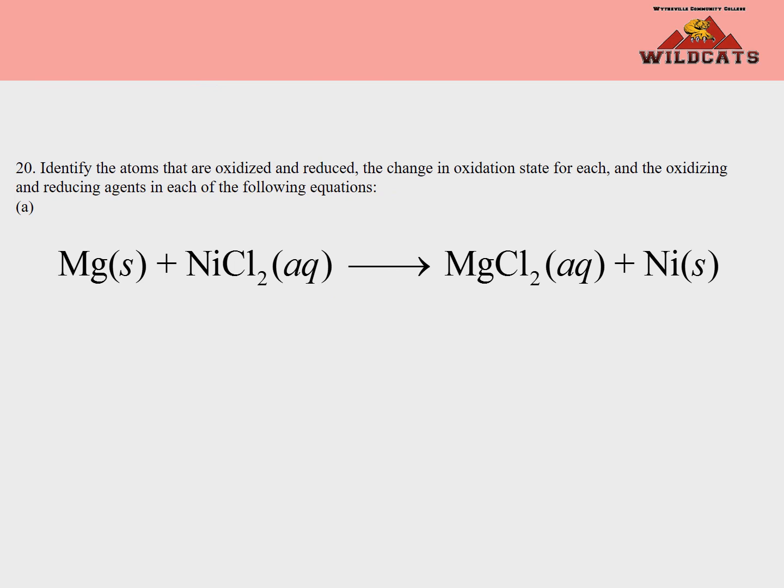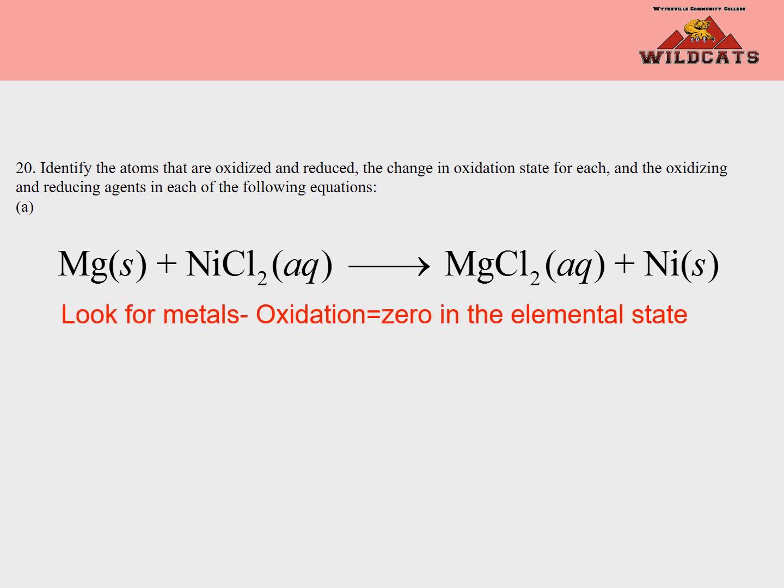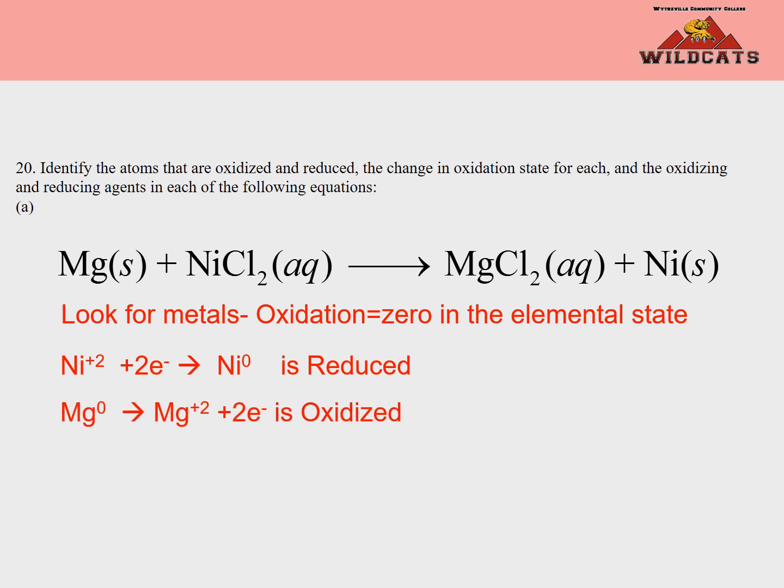Number 20A says identify the atoms that are oxidized and reduced. So we look for metals. Oxidation number equals 0 in the elemental state. So nickel starts out as a +2 to go to 0, and the magnesium goes from 0 to +2. And then we crisscross, so we come up with the oxidizing agent is the nickel chloride, and the reducing agent is magnesium.